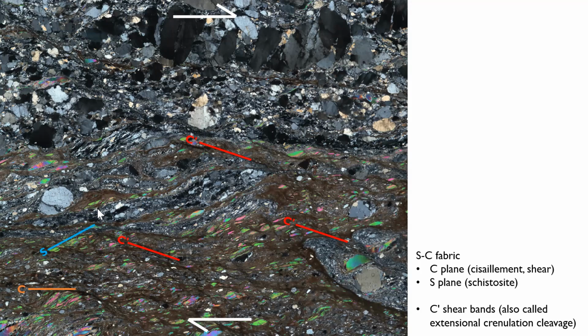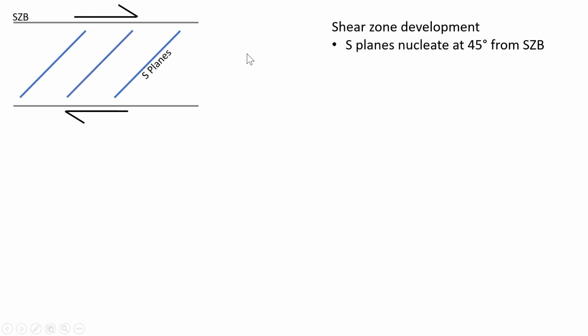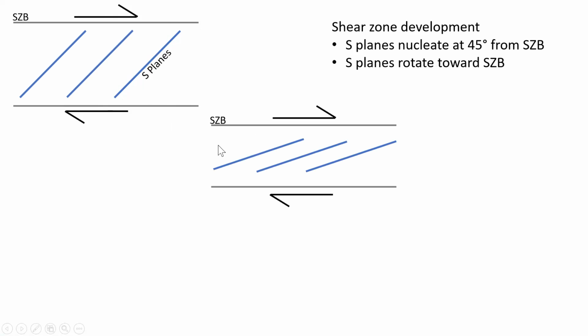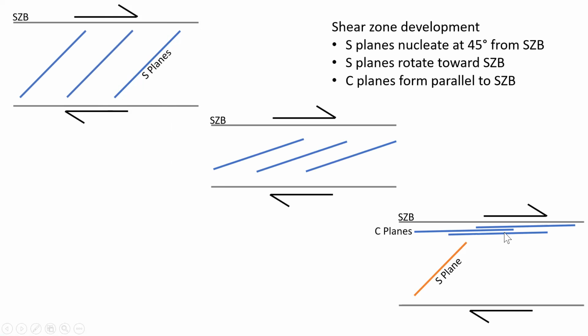Okay, so we understand pretty well how SC fabric forms. We've understood that for quite a long time, but C-prime planes have proven to be a little bit more enigmatic. So if we take this schematic sketch of how a shear zone develops and how SC fabric develops, we have, say, the shear zone boundary like this, and then dextral shearing. The first thing to happen is that S-planes nucleate at an angle of about 45 degrees from the shear zone boundary. That's defined by the alignment of minerals, usually the weaker minerals within the rock. These S-planes rotate toward parallelism with the shear zone boundary with progressive shearing, and eventually become C-planes.